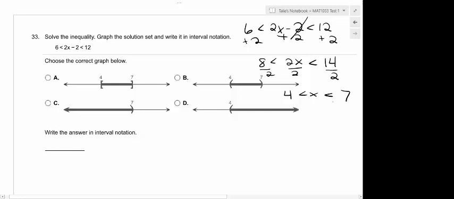So which answer choice would that be? B? B. Very good. X is between 4 and 7, and they're both going to be parentheses because there's no equal sign there. Good. And then how would you write it in interval notation? It would be parentheses 4, comma 7, parentheses. Excellent.